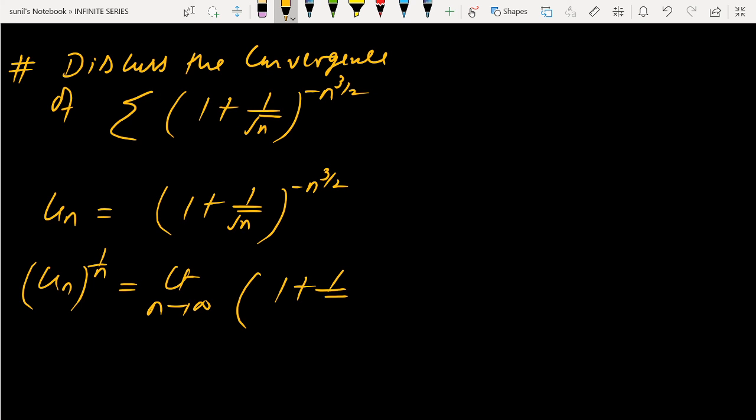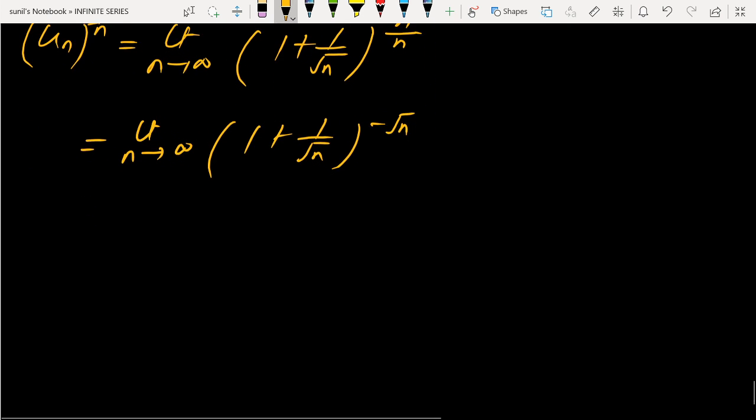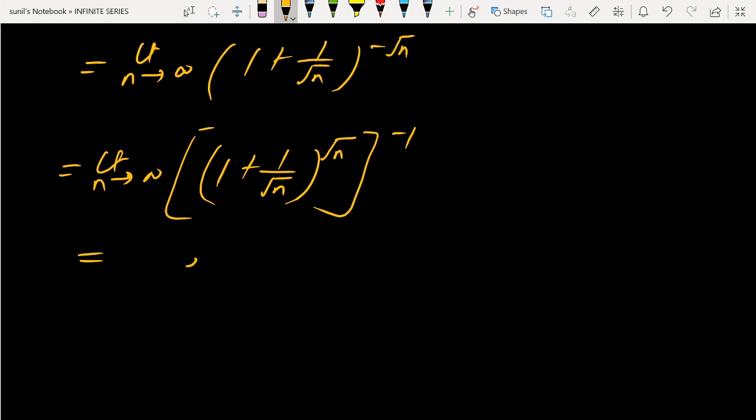So I will be having 1 plus 1 by root n raised to power minus n raised to power 3 by 2 upon n. It is nothing but limit n tends to infinity, 1 plus 1 by root n raised to power minus root n. I can write this as, try to understand how it will behave, 1 plus 1 by root n raised to power root n and whole to the power minus 1. So the limit is e raised to power minus 1, that is 1 by e, that is less than 1. So series is convergent.